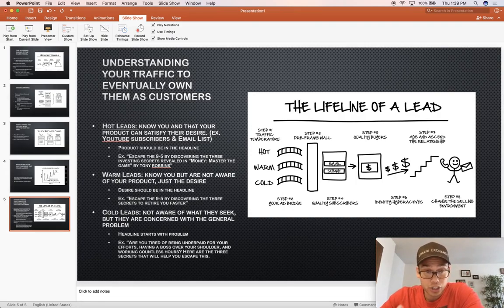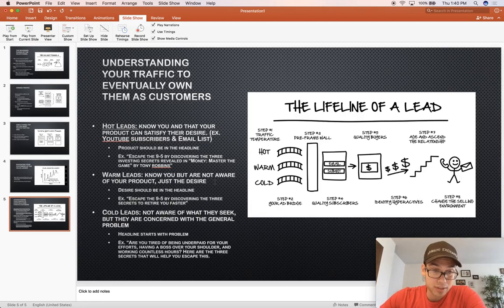Your product should be in the headline. Example, escape the 9 to 5 by discovering the 3 investing secrets revealed in Money Master the Game by Tony Robbins. This is your product, Money Master the Game by Tony Robbins. You're affiliate marketing that book. Therefore, it should be in the headline because you're marketing to a hot lead, someone who's already in your email list, someone who's a Facebook friend or YouTube subscriber.